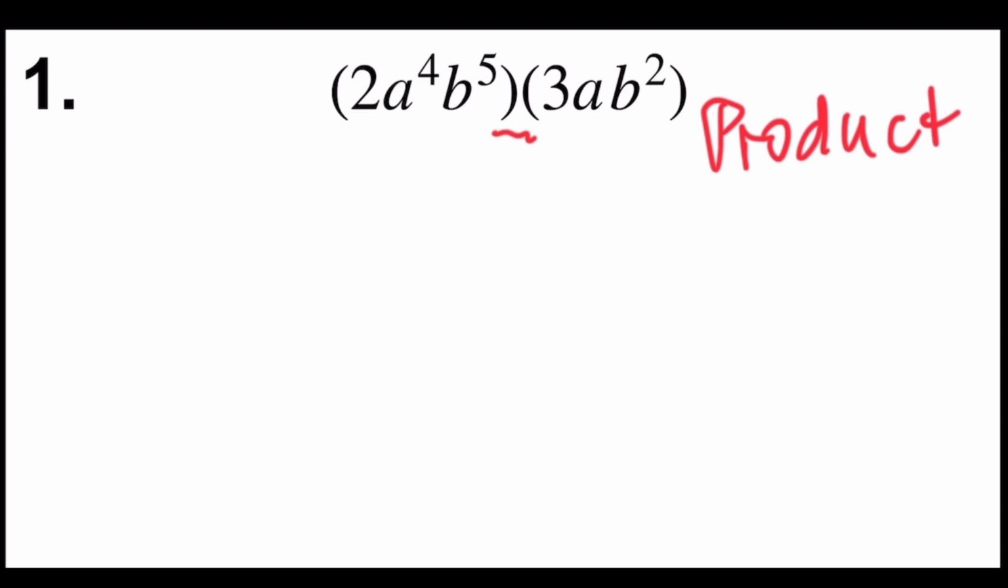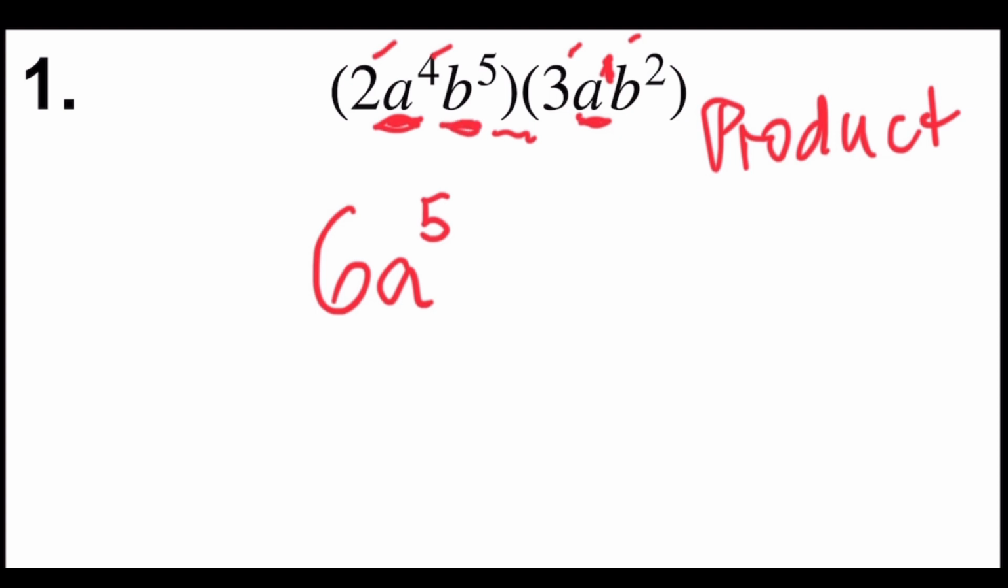So let's take it part by part. 2 times 3, since those are regular numbers, has always been and will forever be 6. Now I'm going to look at the base a. I have a to the 4th and a. Remember, when there's no exponent shown, it's a hidden 1. So that's a to the 1st. I'll keep the base a and add 4 plus 1 and get 5.